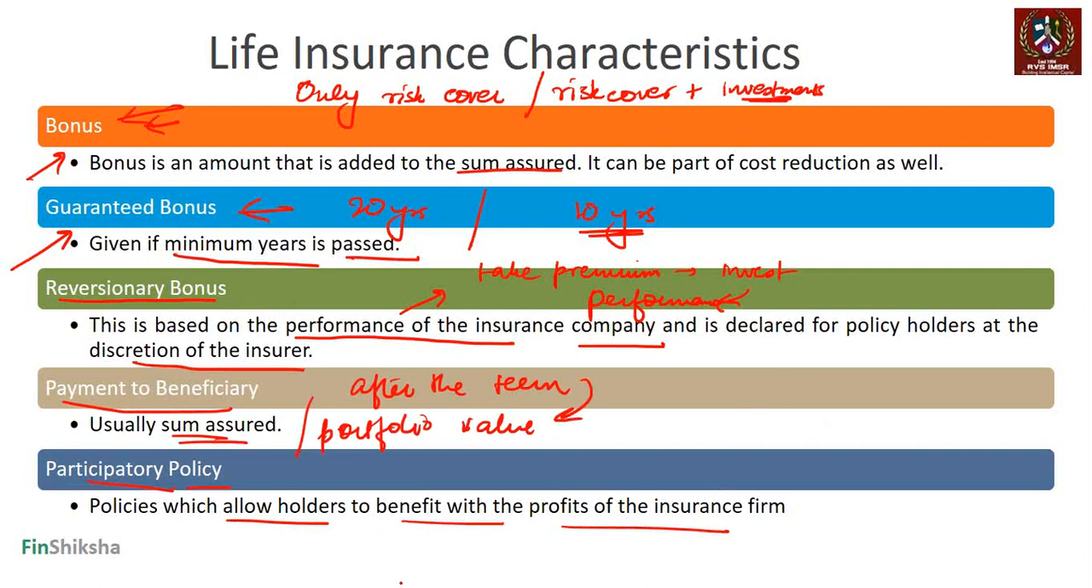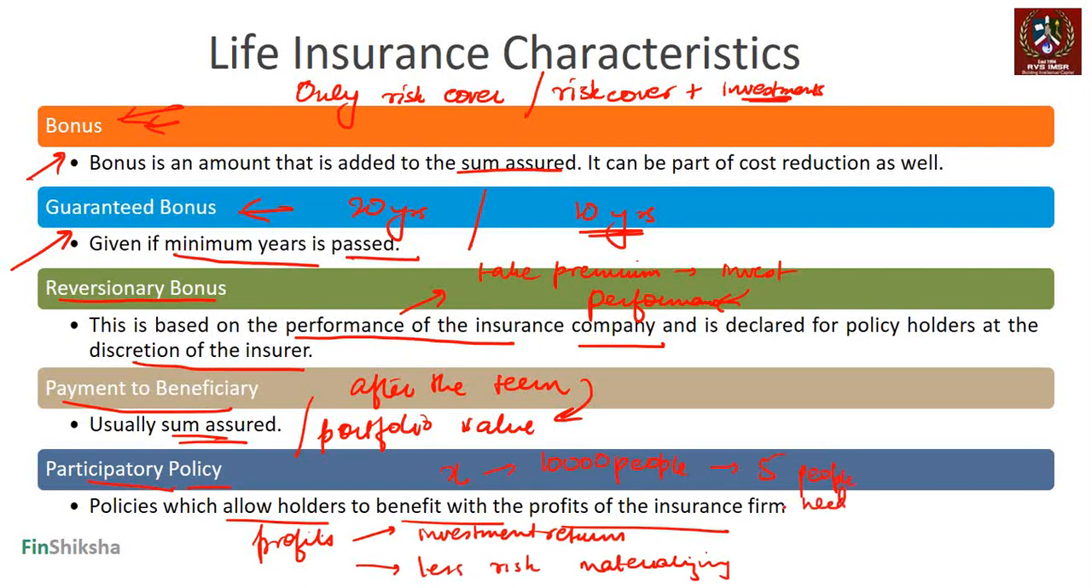So, essentially, in participatory policies, what happens is when you make profits, right? Profits could come either because of investment returns or because of less risk materializing, right? How does this work? Less risk materializing. The company takes a certain amount X from 10,000 people, expecting that 5 people will need it. That's an expectation. There is some sort of probability calculation saying that 10,000 people will pay and only 5 people will need the insurance.